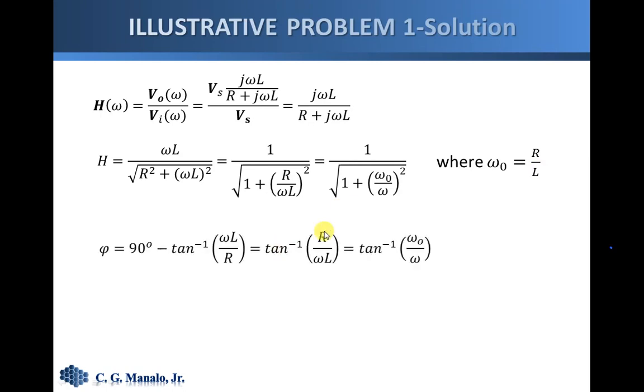We can do the same for the phase. For the phase, we simply get the phase angle of the polar equivalent of the numerator and the denominator. So you will have 90 degrees minus the angle in the denominator. And simplifying this, you will get inverse tangent R over omega L, which simplifies to inverse tangent omega naught over omega.